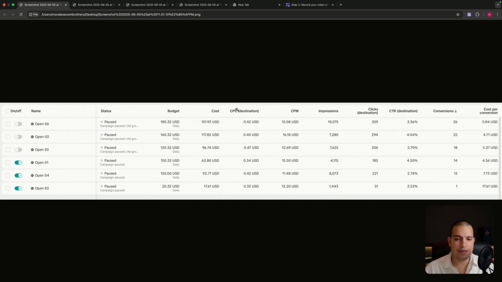So we have the CPC. It tells us how many people are going to click on the link and what is the average cost of the people that are going to click on our link. And on here, you see it's below 50 cent. Below 50 cent is extremely good. On here, we have the CPM, but we don't really care about that. Impressions, we don't care as well. Clicks, we don't. CTR, very important.